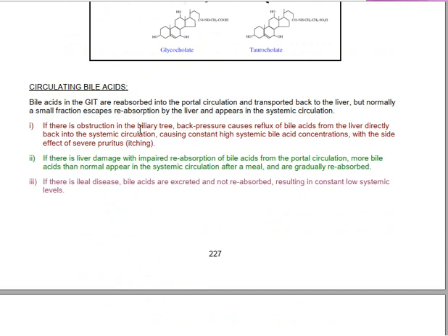So you need to know what happens if there is obstruction. Normally, a small fraction is going to escape reabsorption by the liver and appear in the systemic circulation. So for the circulation of bile acid, if there is obstruction in the biliary tree, there's going to be back pressure and there's going to be reflux of bile acid from the liver directly back into the systemic circulation. That's going to cause a constant systemic bile acid concentration, with a side effect of causing pruritus, because those bile salts can cause an itching sensation in the body.